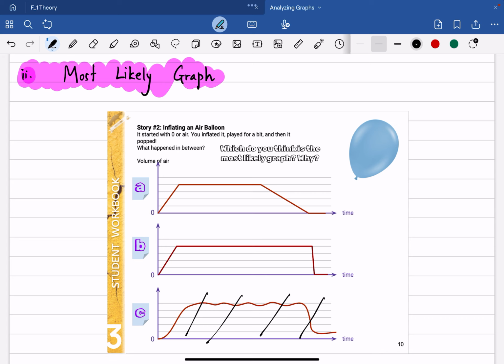So, now we are left with A and B. Now, what's the difference between A and B? A has this gradual, constant decrease in the amount of air in the balloon, whereas in B, the air suddenly drops to zero. Now, let's go back to the situation that we've been given. It says that the balloon pops. Now, when a balloon pops, all the air escapes it suddenly, which means that the graph that should correspond to it is B and not A. So we can rule out A as well.